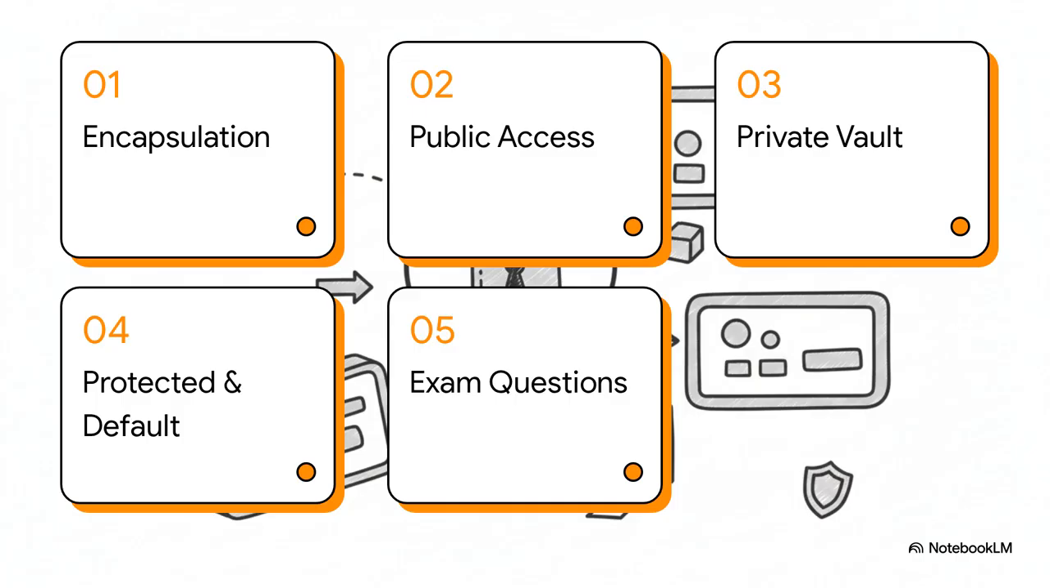Here's a quick look at our roadmap. First, we'll cover OOP security and encapsulation. Then we'll break down public access, followed by the private hidden vault. After that, we'll get into the tricky ones, protected and default access. And finally, we'll wrap up with an exam mode featuring mixed questions.